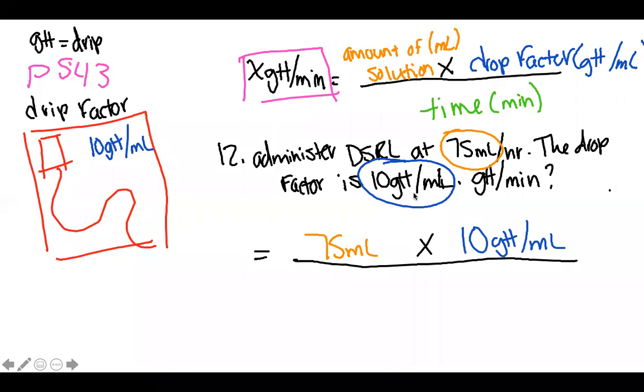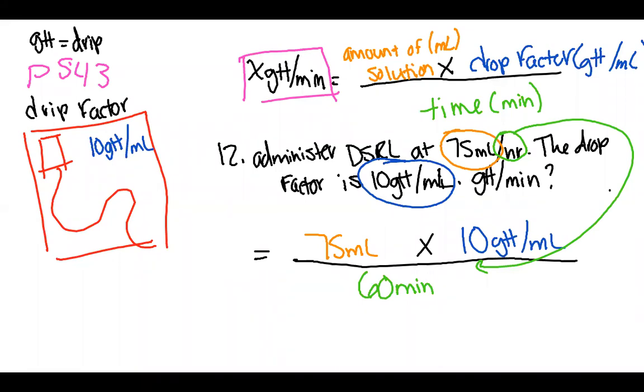And next I'm going to have to figure out time. Is there anything in this problem that's a unit of time? So we have 1 hour here. And remember, if it's an hour, I'm going to write 60 minutes. So I found in my problem a unit of time, which is 1 hour, and I convert that to 60 minutes. Now I get my calculator and I type in 75 times 10, and then I divide that by 60. And what does that give us? I am getting 12.5.